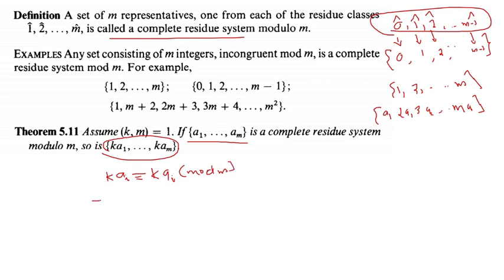Then by a known theorem we can cancel K, that means Ai is congruent to Aj modulo M, which is a contradiction because the collection A1, A2, etc., AM is a complete residue system. Therefore, they must be incongruent. Therefore, KAi and KAj are incongruent modulo M. They are all incongruent modulo M. Therefore, the set is also a complete residue system modulo M.